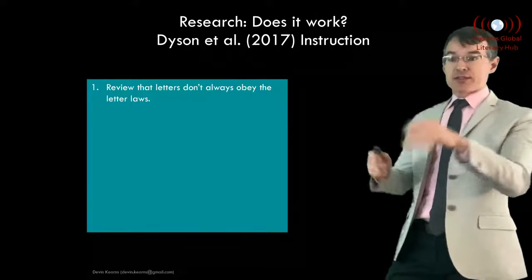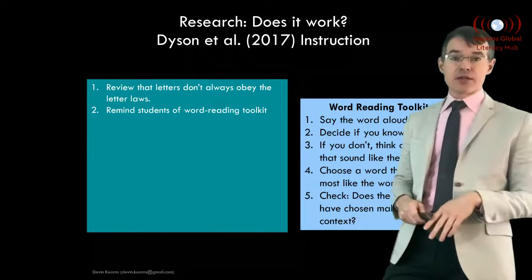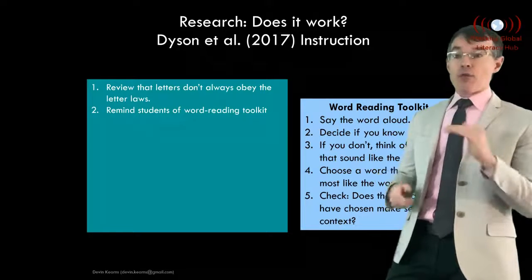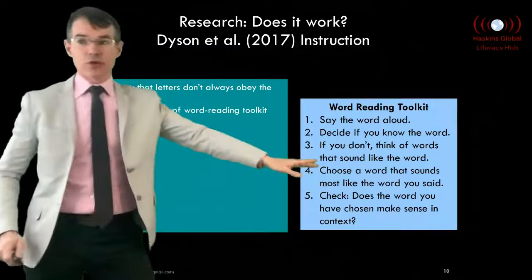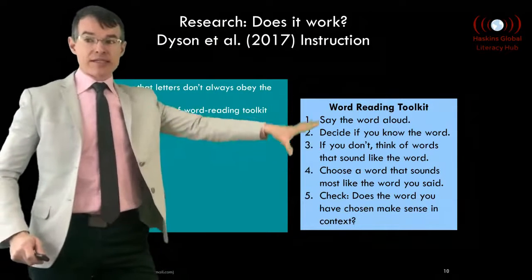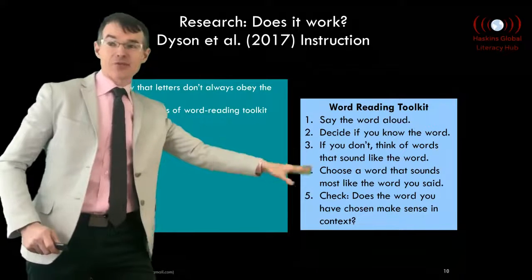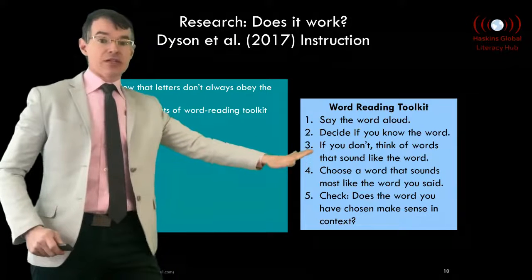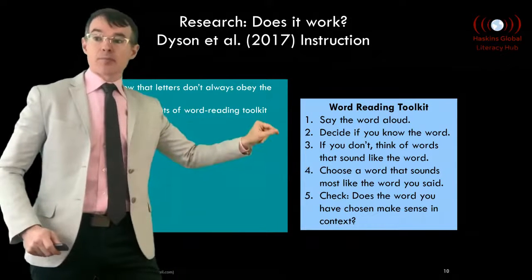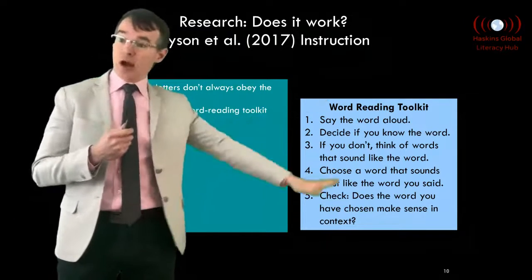So here's what it says. Review the letters that don't always obey the letter laws. That was the language they used. Then you remind students of the word reading toolkit. And you can see here, here's the word reading toolkit. It involves saying the word aloud, deciding if you know the word, and if you don't, thinking of a word that sounds like the word you said, choosing the word that sounds most like the word you said, and then finally checking: does the word you have make sense in context? Those are the steps they told students to use to figure out what the word says.